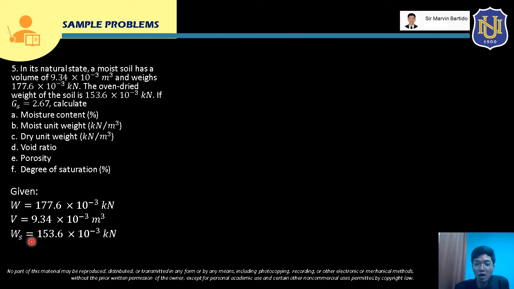Kasi ito wala na ng water to eh, wala na ng water content. No, yung dry. Okay, anyway, so class, the specific gravity is also given. Okay, so the first one that we have to solve is moisture content.